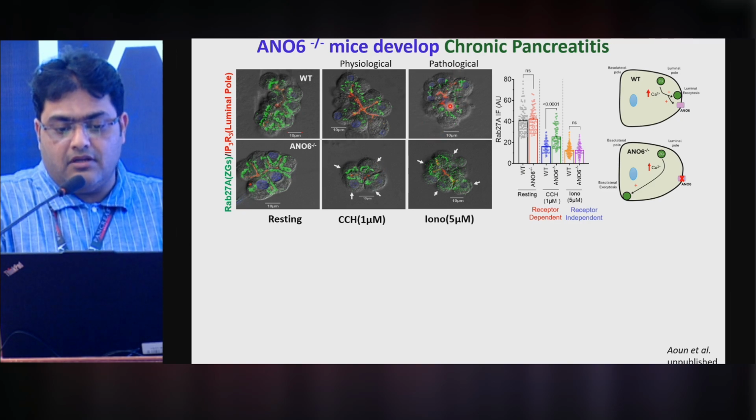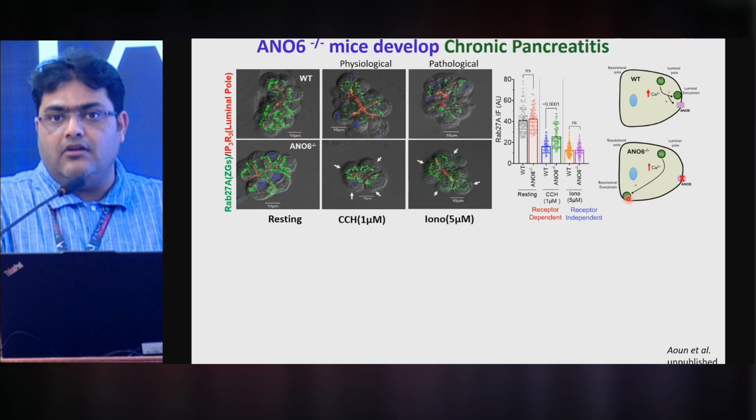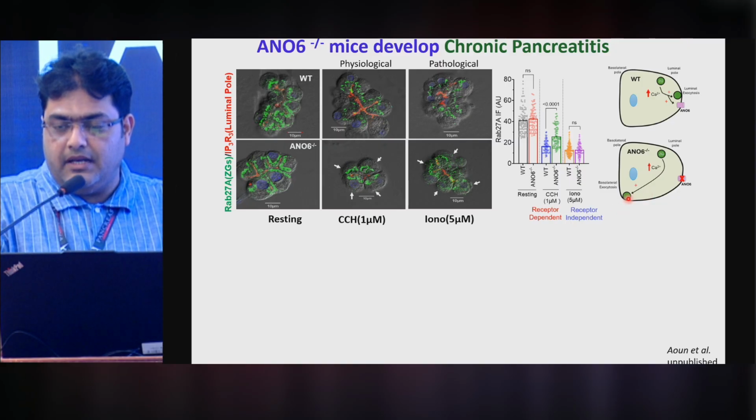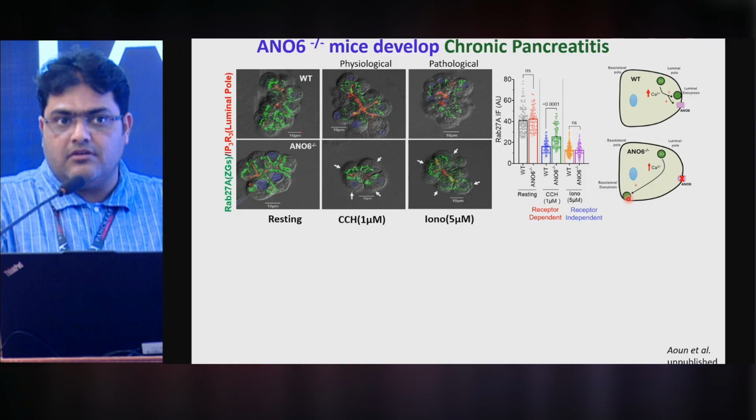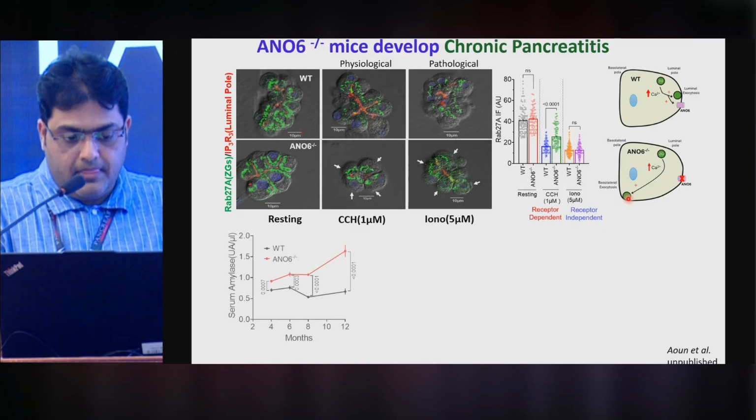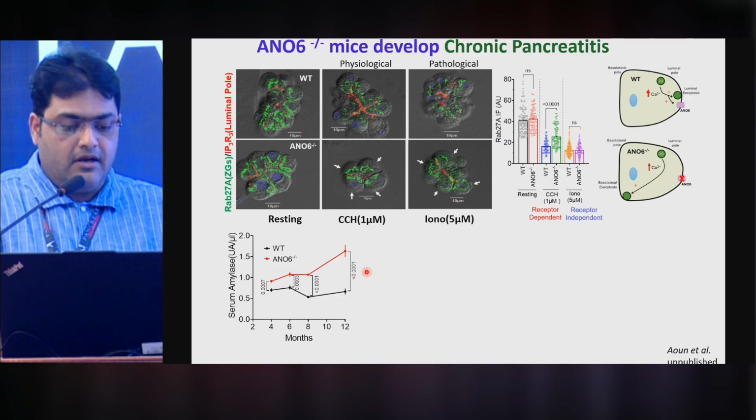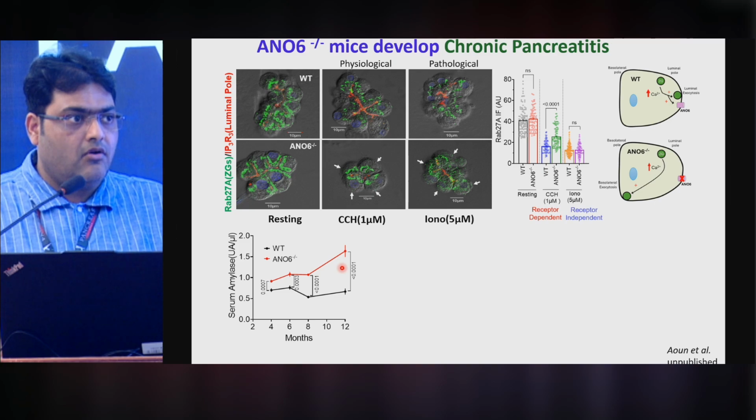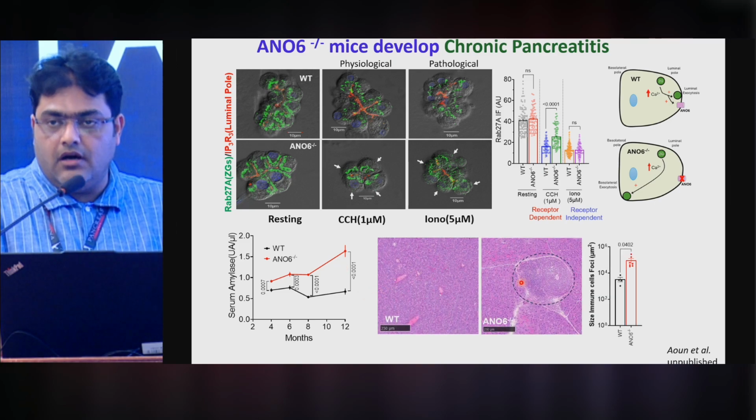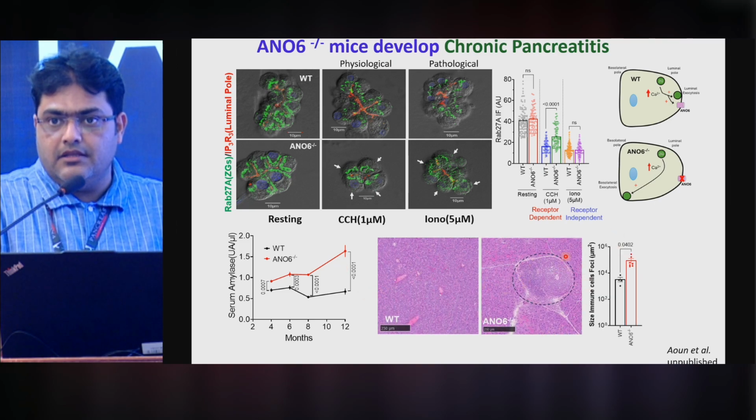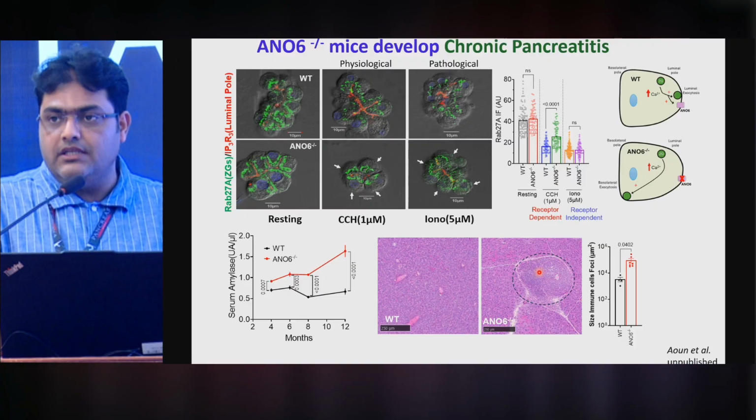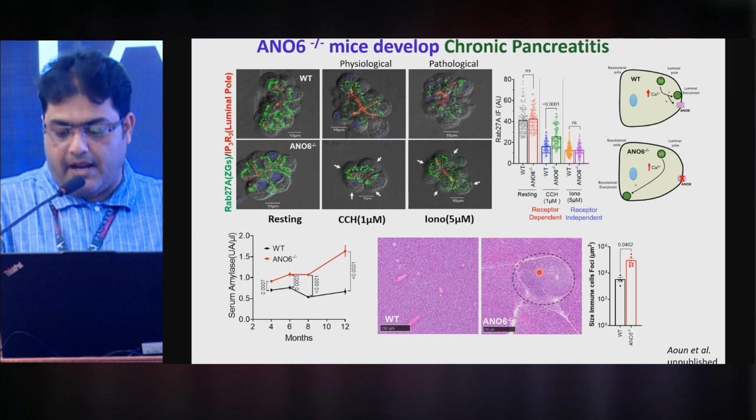When we go for the pathological stimulation, instead of the granules fusing at the apical pole, they start fusing at the basal pole in the absence of ANO6. These granules also contain amylase, so there may be a chance of increased serum amylase. So I looked at the serum amylase, and these mice have a constitutive level of serum amylase, which is also an indicator of chronic pancreatitis. Then I moved to the histological study, and these knockout mice have severe inflammation. All this indicates these mice have developed chronic pancreatitis.